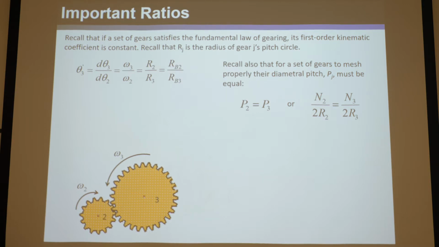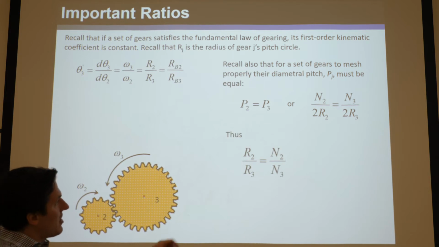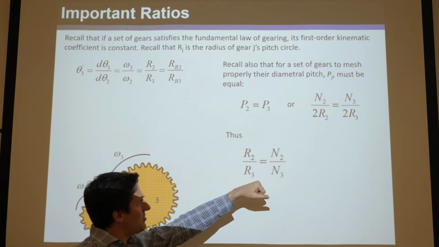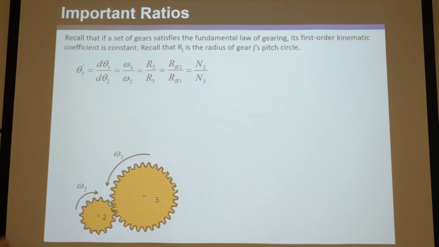Recall also that for a set of gears to mesh properly, their diametral pitch, P, capital P italicized, must be equal. So P2 must equal P3. Or in other words, remember the definition of P is N divided by 2R. So these guys have to be equal. By massaging that equation, the 2's cancel, and you get R2 over R3 is the number of teeth on 2 divided by the number of teeth on 3. And so we can add that to our little mix there. So remember we said R2 divided by R3 is N2 divided by N3. We just proved that.